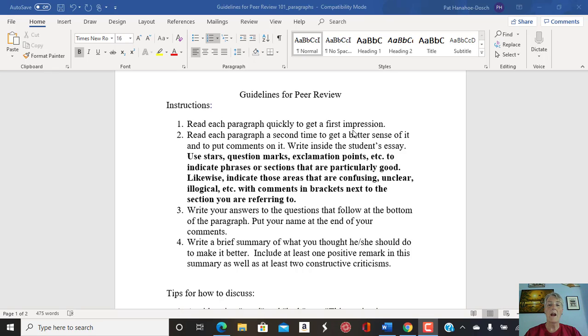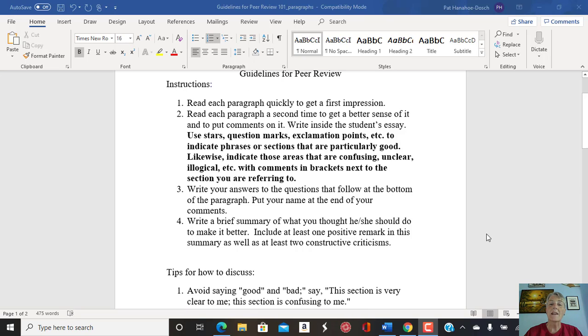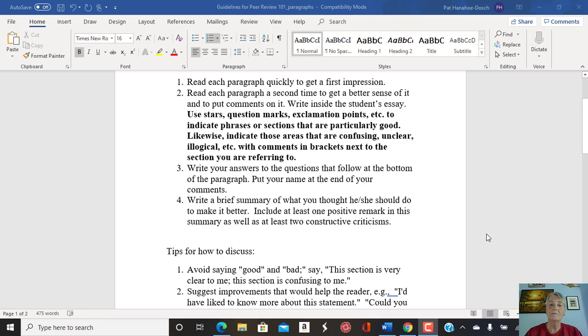One, you're going to read the paragraph quickly to get a first impression. Two, read each paragraph a second time to get a better sense of it and to put comments on it. Write inside the student's essay, or paragraph in this case. Use stars, question marks, exclamation points, etc. to indicate phrases or sections that are particularly good. Likewise, indicate those areas that are confusing, unclear, illogical, etc. with comments and brackets next to the section you are referring to.